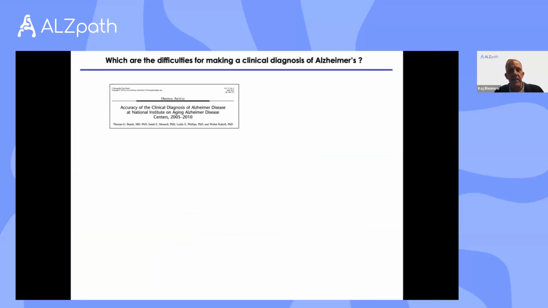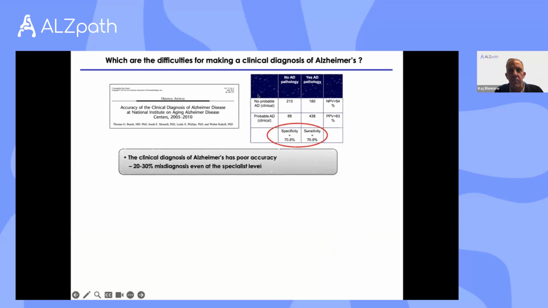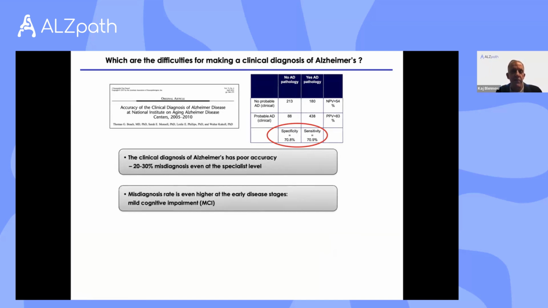So why do we actually need these biomarkers? Yeah, there has been a number of studies like this. This is when you compare a clinical diagnosis with a neuropathological diagnosis. And then even at the specialist clinic you have poor accuracy, so we need biomarkers, because otherwise there will be something like a 20 or even 30% misdiagnosis.